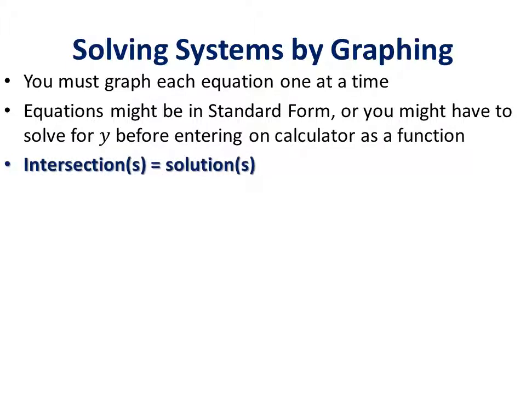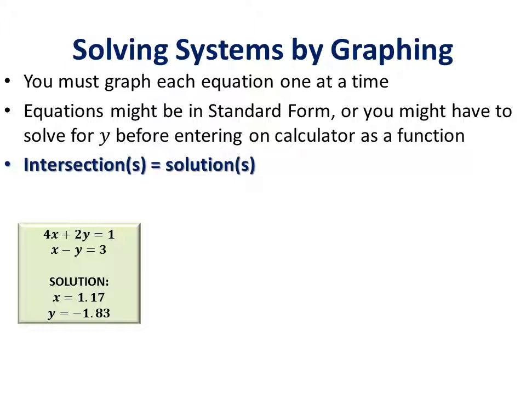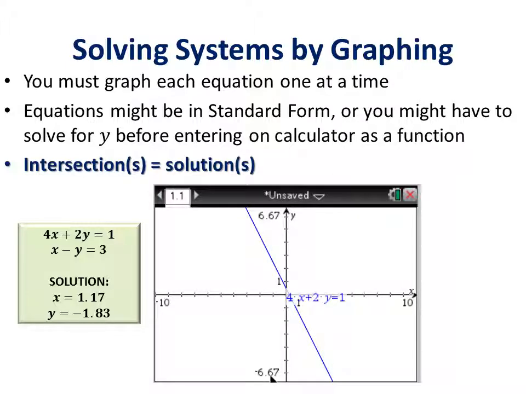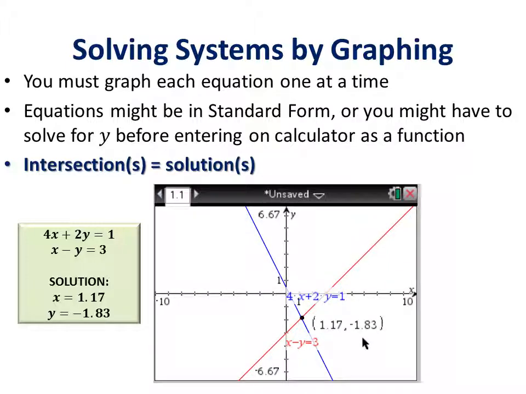Main thing to remember is that the intersections between the lines, or between whatever graphs you're putting in there, the intersections are the solutions. So for example, if we have this system of linear equations that you see in the lower left, the solution is 1.17 for x and y is negative 1.83. I'll graph one line. This happens to be in standard form. I stay in standard form mode to put my second line in, x minus y equals 3. And then I find the intersection, and that's where I get the value of x and the value of y. Those are the values that make that true.